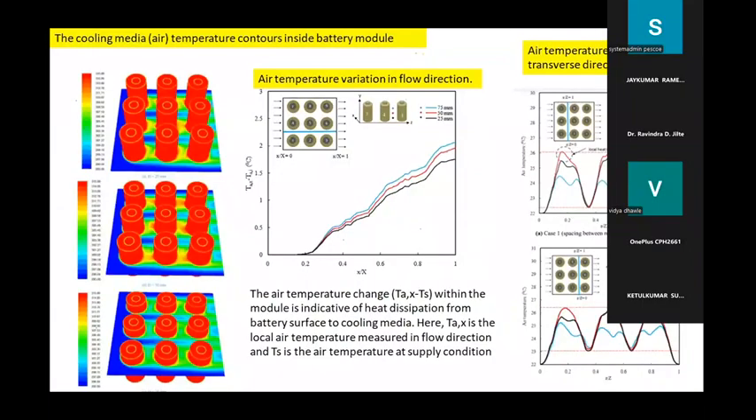For example, here we have taken one pathway between the cells, one pathway from here, one from here, one from here. For a sample display, I have taken this pathway between these cells in the flow direction. If you take the flow direction and extract the air temperature, how many points are there? Points are infinite. There can be thousands of points available.